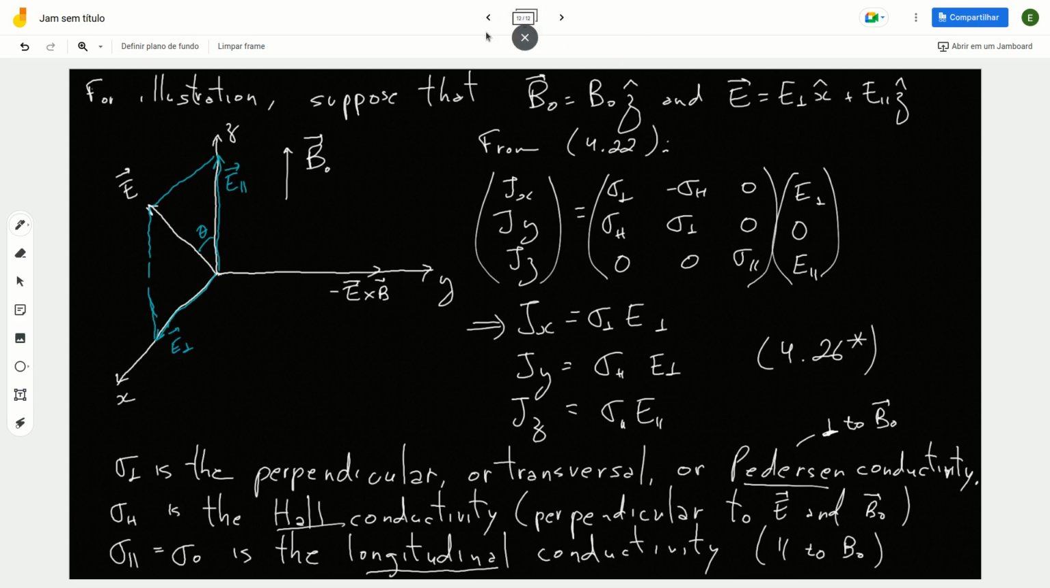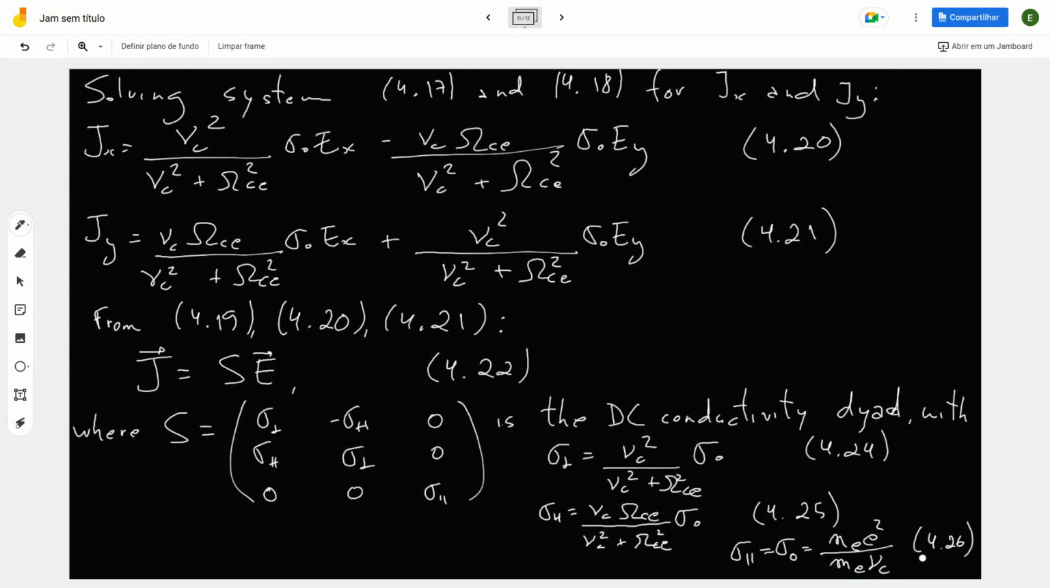So equations 4.24 to 4.26 show that if the plasma is weakly collisional, with frequency of collisions much smaller than the cyclotron frequency, then both the sigma perp and the sigma Hall will decay, and the electric current flows basically in the parallel direction. Because this is much smaller than this, it tends to 0, and the same here because this is squared, so this is going to 0 as well, so this will dominate.